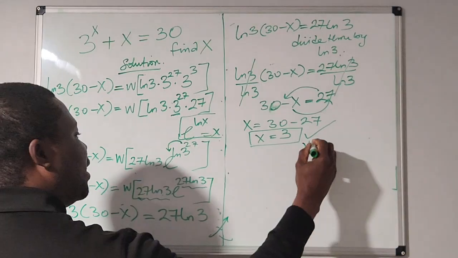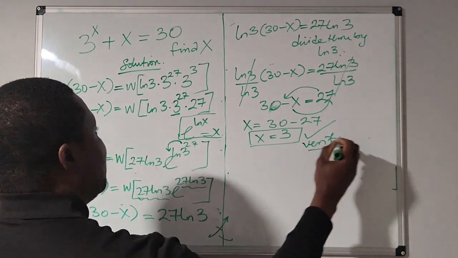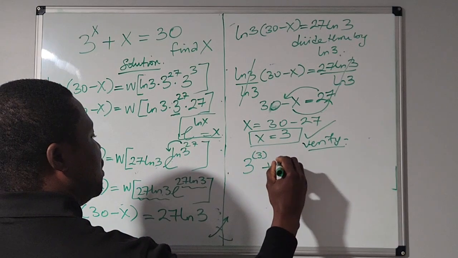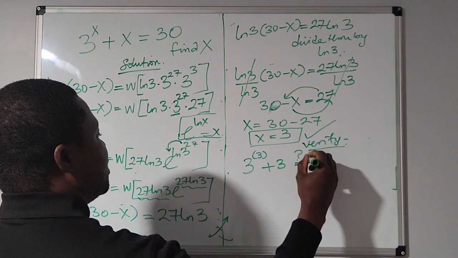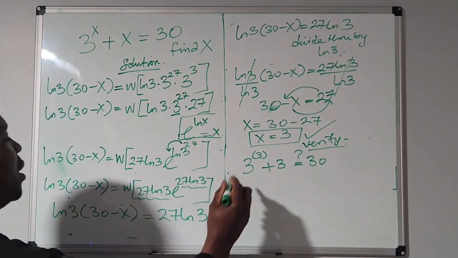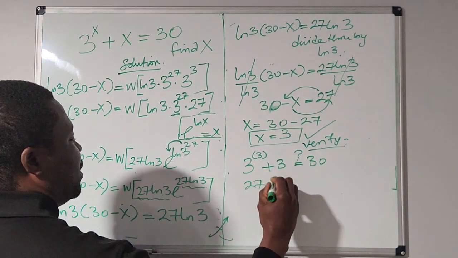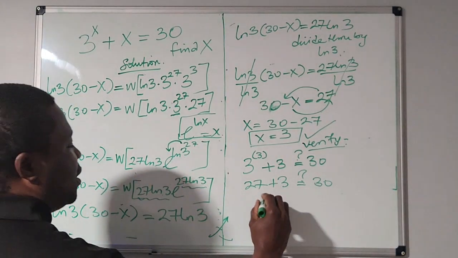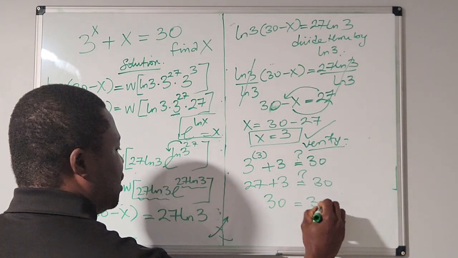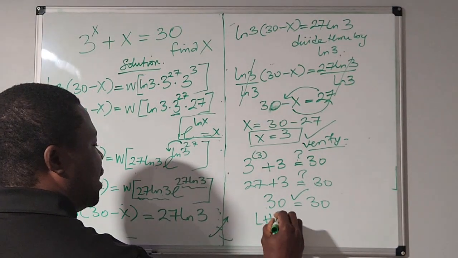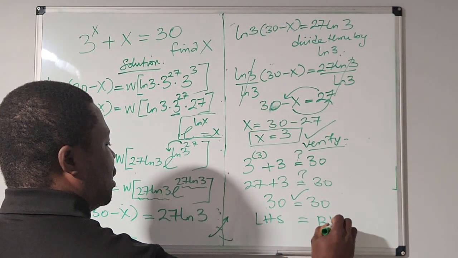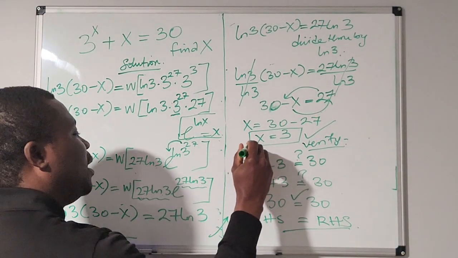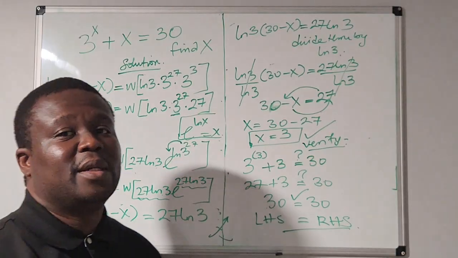Now, to verify, okay, we'll plug 3 into our equation. And we're trying to find out if that is equal to 30. 3 cubed is 27 plus 3. Is that equal to 30? 30 is equal to 30. That means our left-hand side, as we can see, is now equal to our right-hand side. Therefore, the value for our x, which is 3, is correct.